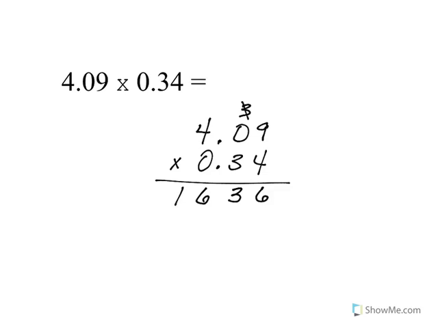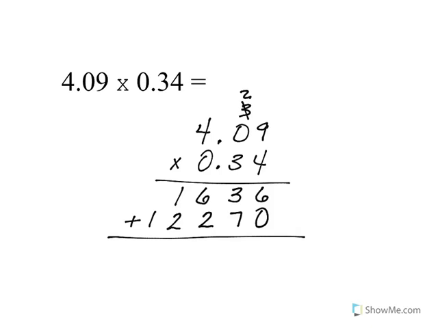I'm finished with that 3, and because I've multiplied using the 4, I need to put a 0 as a placeholder because now I'm going to use the 3. And again, my partial product needs to start in the column under that 3. 3 times 9 is 27. Again, 3 times 0 is 0, plus 2 is 2. And 3 times 4 is 12.